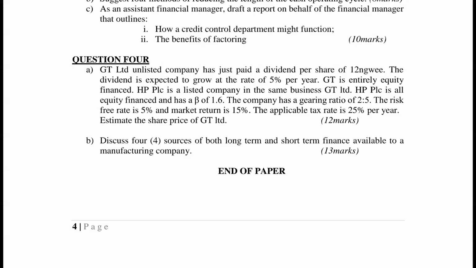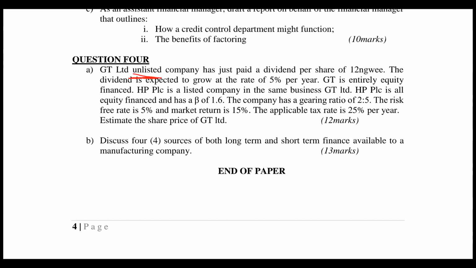You pay attention to question number 4, and it is reading: GT Limited, an unlisted company. Check the word unlisted. The company has just paid a dividend per share of 12 ngwe. The dividend is expected to grow at the rate of 5% per year. So GT is entirely equity financed.